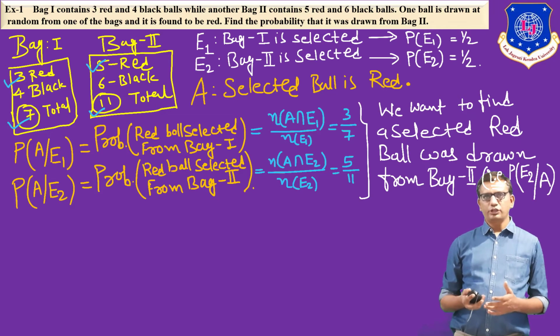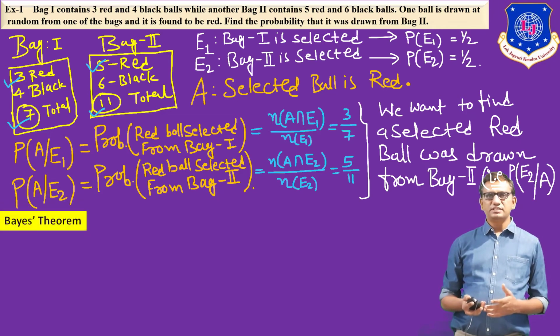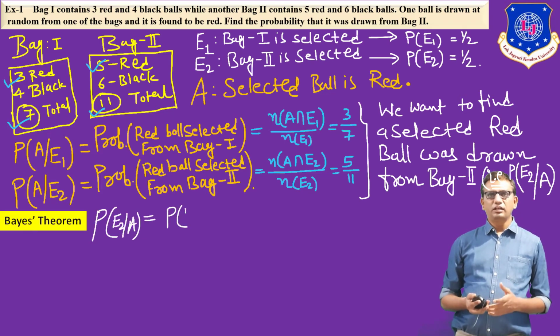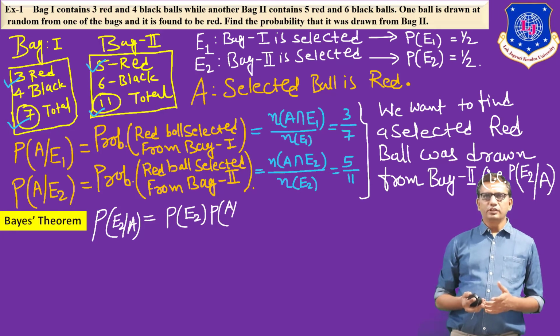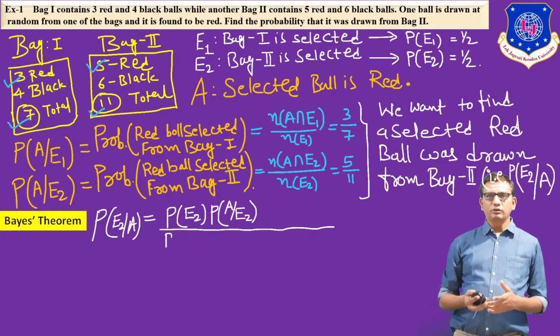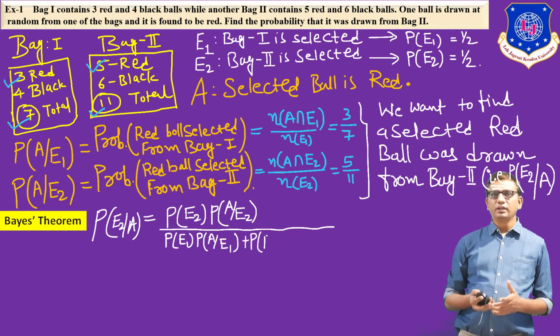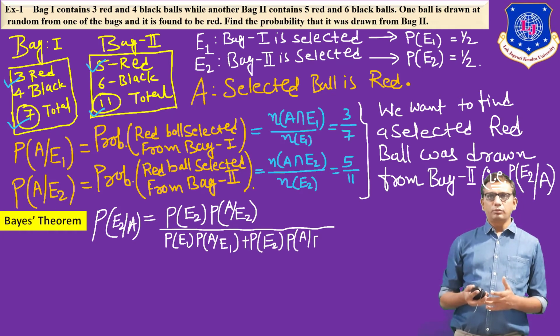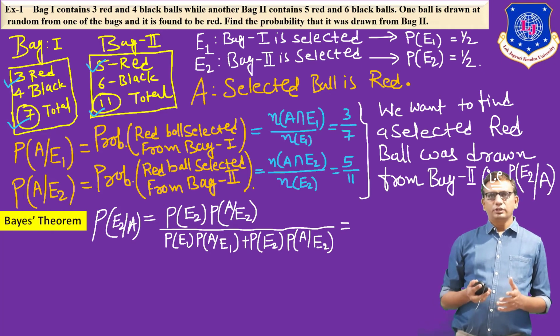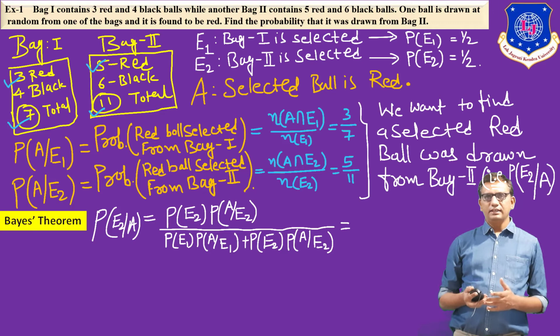That is our posterior probability, and we will use the Bayes theorem for that part, and this is our formula according to the Bayes theorem. Probability of E2 slash A equals probability of E2 into probability of A slash E2 upon probability of A, and here we are applying the total probability theorem. So that is our concept of probability of E2 slash A.